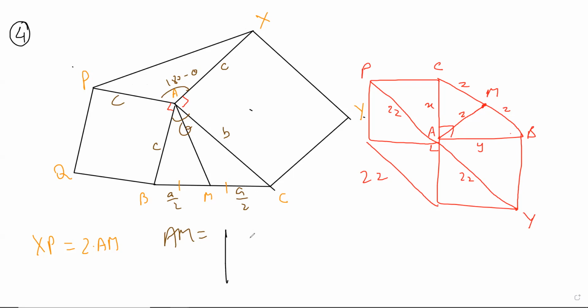What is PX by the cosine rule? PX square is equal to c square plus b square minus 2bc plus 2 cos theta, right? And this is the cosine rule. Now again, what does Apollonius theorem tell you about AM square?